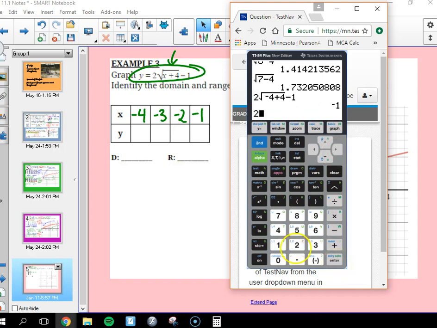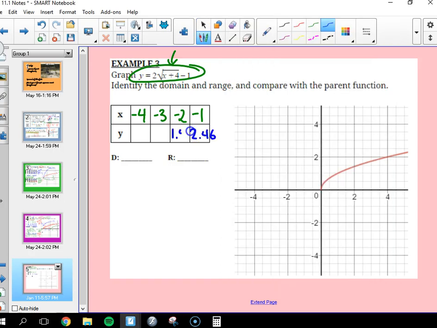Do the same thing, 2, square root, now we're putting in -3 plus 4. Move over outside the radical, do -1 equals 1. Again, same thing, except for now we're putting in -2 plus 4. Go outside the radical, -1. 1.83 if we round, and then last one, 2 times the square root of -1 plus 4, go outside the radical, -1, equals 2.46. So 2.46, 1.83, 1, and -1.